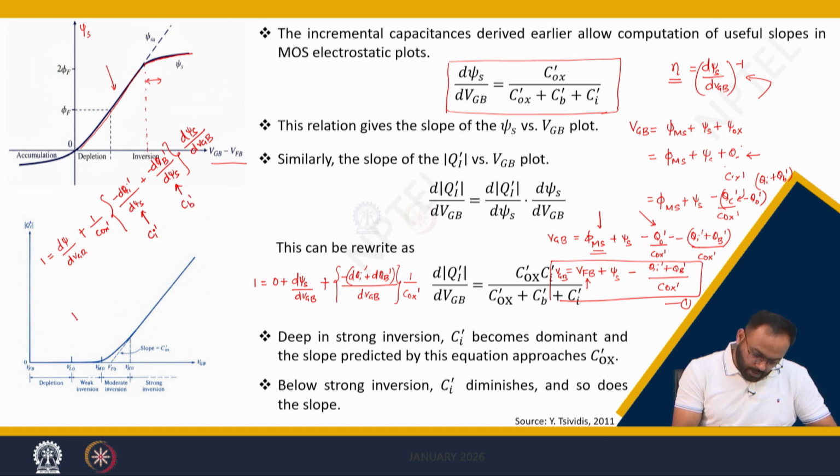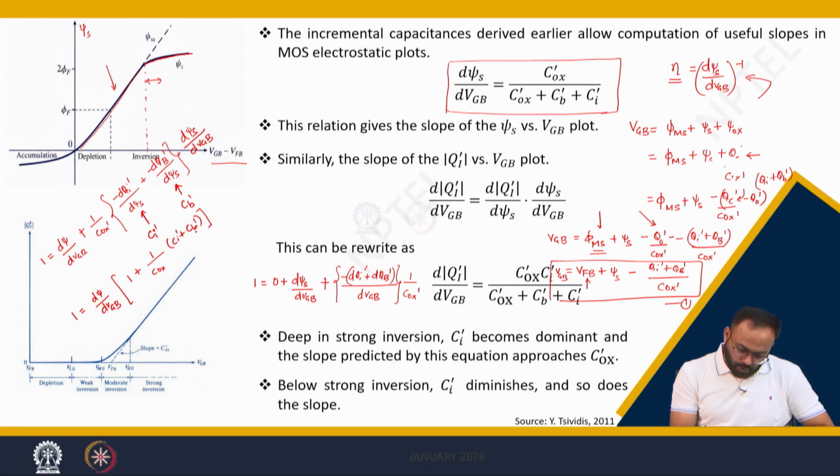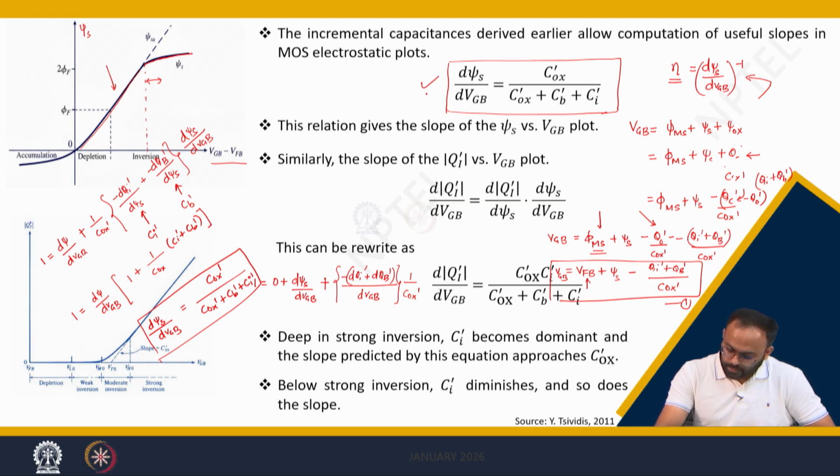So, let us simplify it. 1 is equal to d psi by dVGB, I am taking it common. You will be left with 1 plus 1 over Cox dash into Ci dash plus Cb dash. If I am going to calculate d psi by dVGB, it is d psi s by dVGB is equal to Cox dash divided by Cox dash plus Cb dash plus Ci dash. So, this is the quantity we have extracted here using a simple potential balance equation.